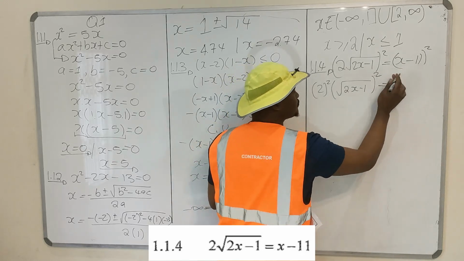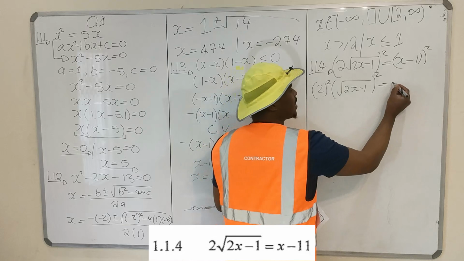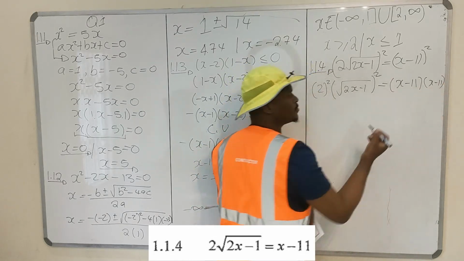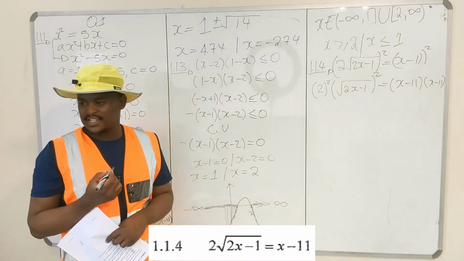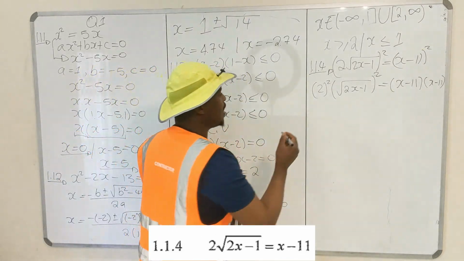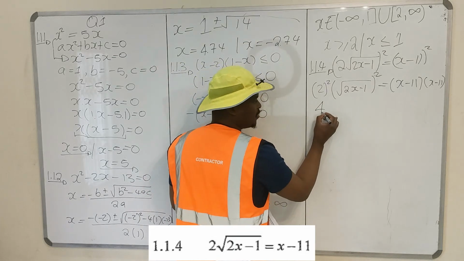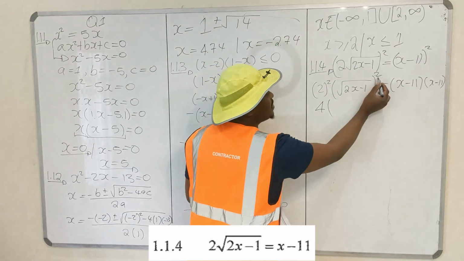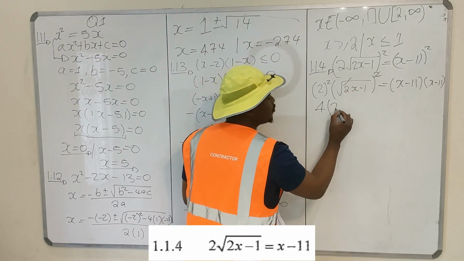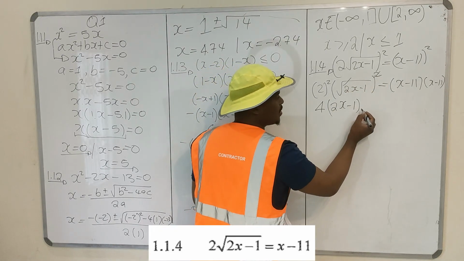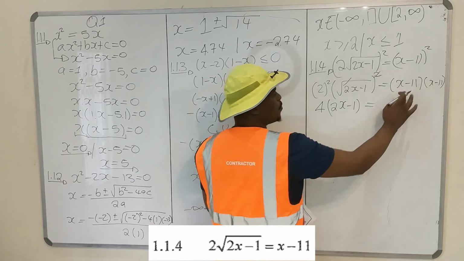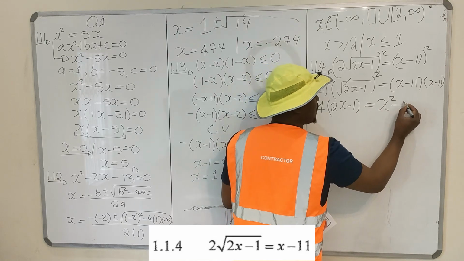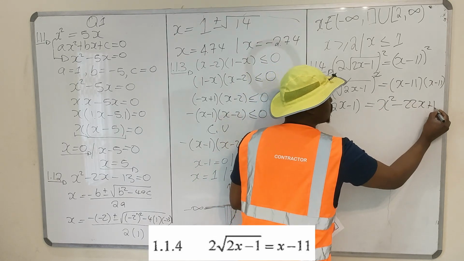Is equal to, you can expand this bracket, so it's x minus 11 and x minus 11. It's two of them multiplying each other. Then, what do we have? We have 4, right? Yes. Times whatever the answer is for this one. So this and that go away. So you're left with what? 2x minus 1 is equal to this. You multiply this bracket out. If you multiply it, you'll find that you have x squared minus 22x plus 121.